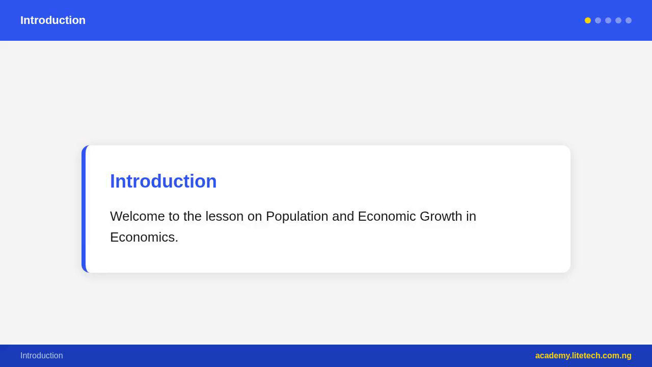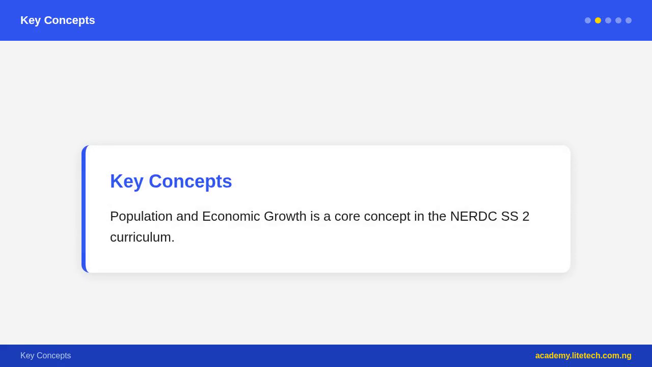Thomas Malthus, 1798, argued that population grows geometrically: 2, 4, 8, 16, while food production grows arithmetically: 2, 4, 6, 8. Eventually, population outstrips food supply, leading to famine, disease, and war, what Malthus called positive checks. He also described preventive checks, delayed marriage and celibacy, to limit births. Critics of Malthus point out that he underestimated technological progress. The Green Revolution dramatically increased food production.